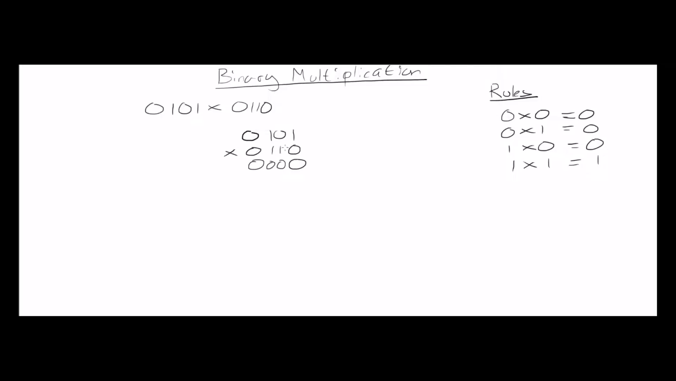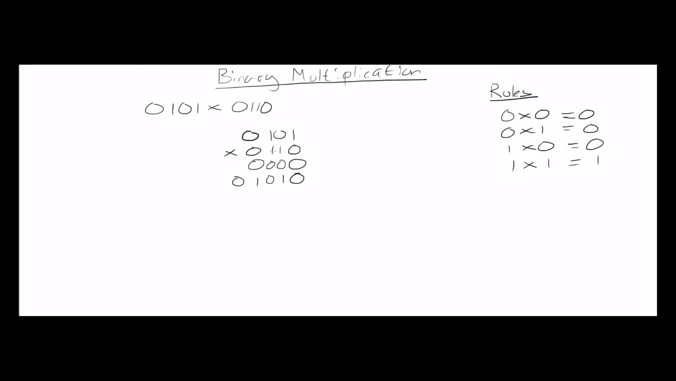We then move on to this bit and do the same, multiplying it by each of the bits in the top bit pattern. But we start from this place here. So 1 times 1 is 1. 1 times 0 is 0. 1 times 1 is 1. 1 times 0 is 0. And then we fill in with a 0 there.